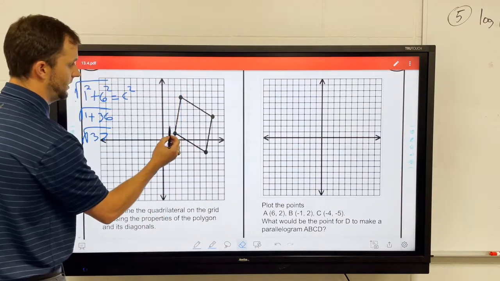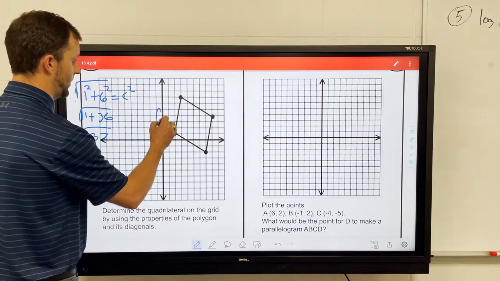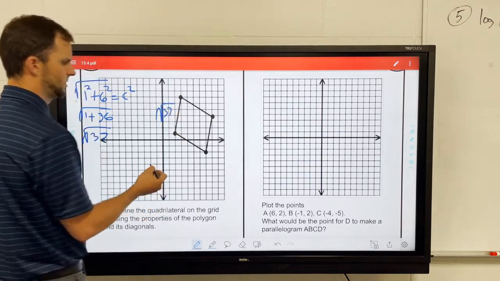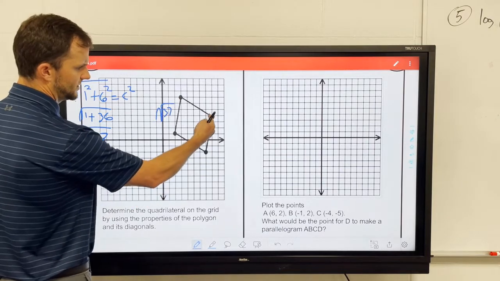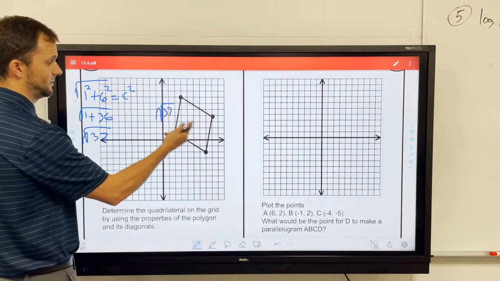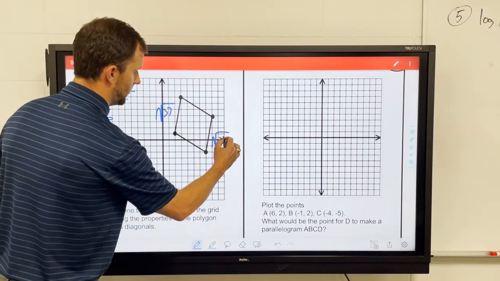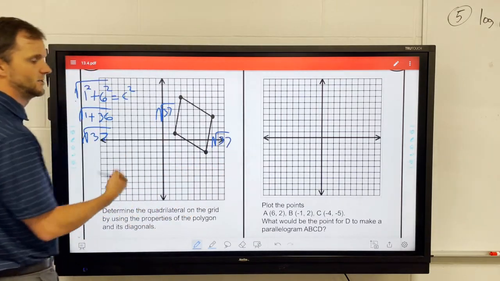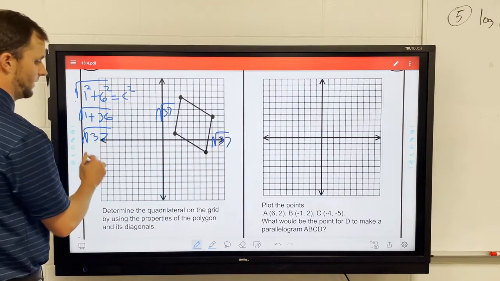So this line right here is actually going to be the square root of 37. Just so you know, I'm going over 1 and up 6 on this one as well. So that's going to be the same thing. I'm doing the square root of 37 here. So those sides are congruent. Now I'm going to check the other ones here.